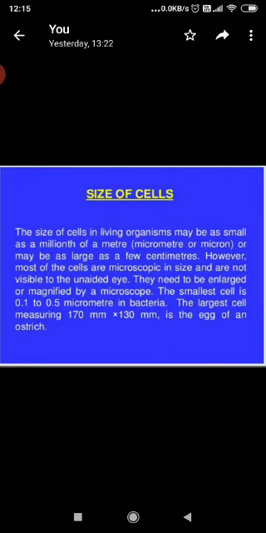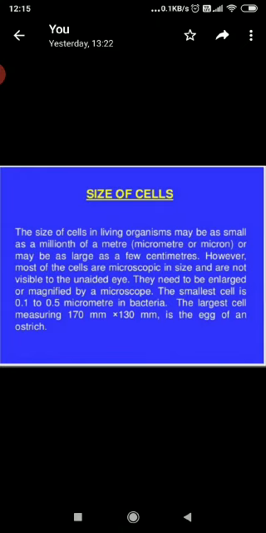The size of the cell varies from very small cells of bacteria to the very large eggs of the ostrich. In the human body, RBCs, that is red blood cells, at 4 micrometers are the smallest, and the nerve cells, at up to 100 centimeters, are the longest cells. So the smallest cells are RBCs and the longest cells are nerve cells.